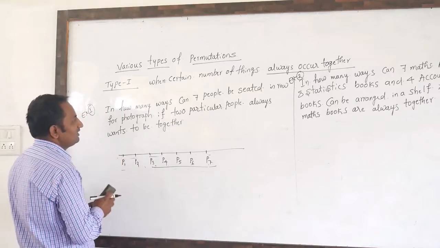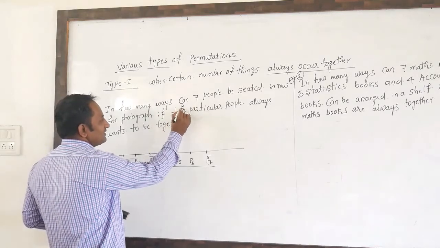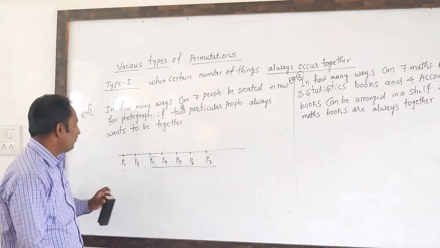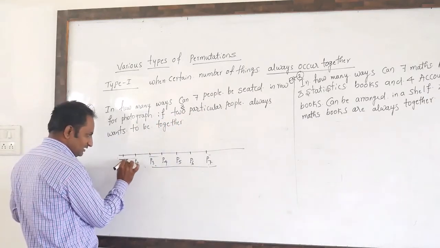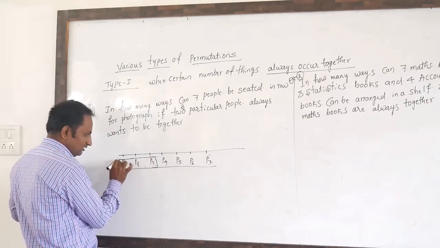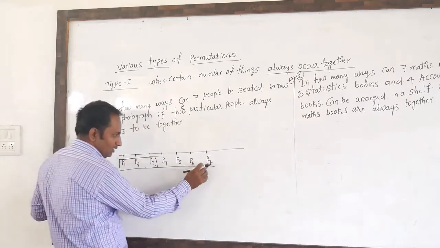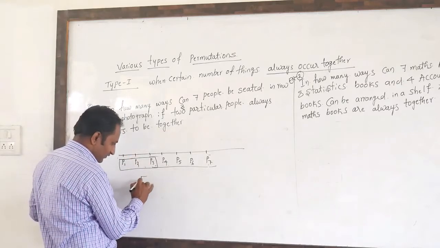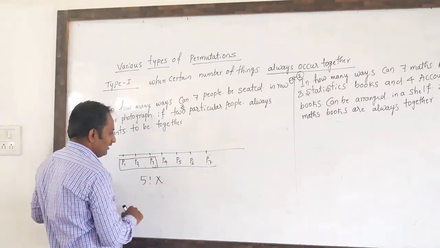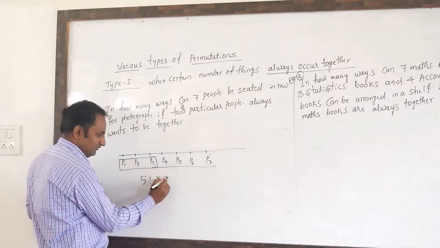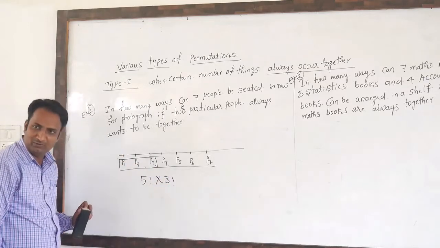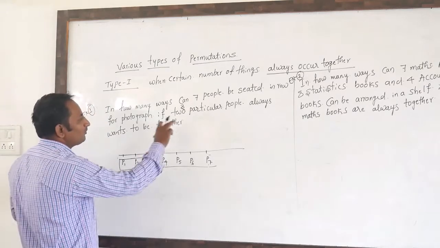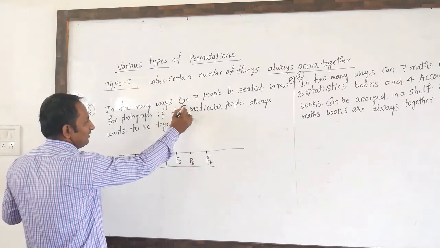Suppose in this place 3 people want to be always together. Here consider this is 3: 1, 2, 3, 4, then 5. 5 factorial into the remaining 1, 2, 3, 3 factorial.